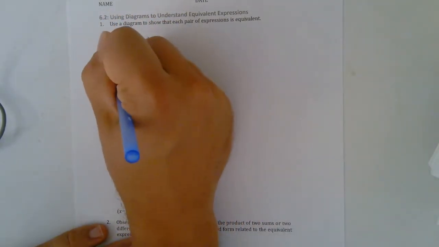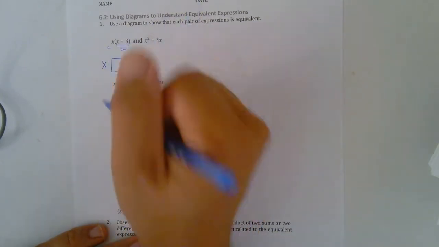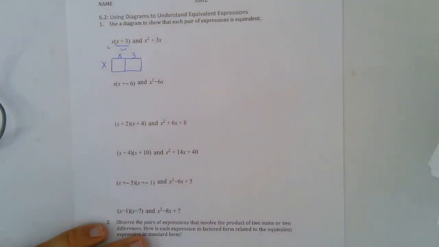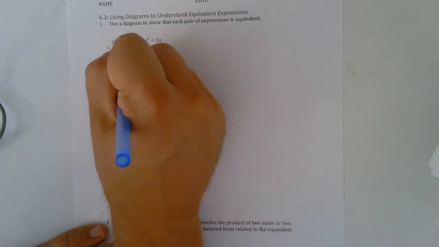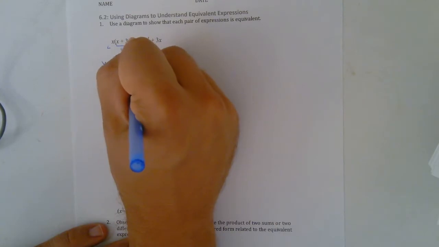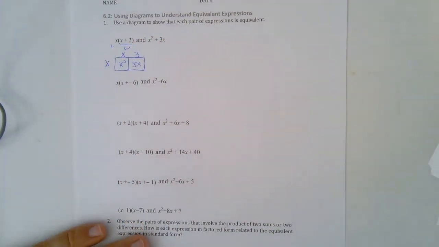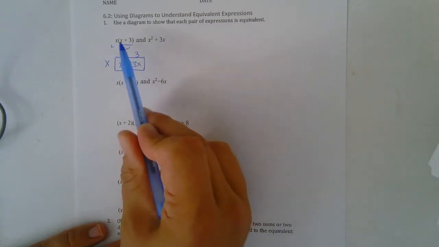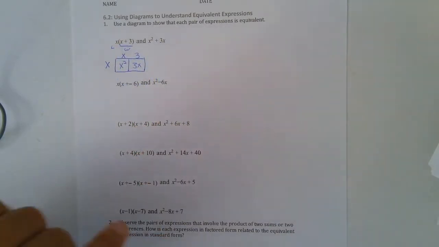So my length has one portion. And in here, this has two pieces to it. So I would cut this into x and 3. So now to find the area on the inside, x times x is x squared, and x times 3 here is 3x. So that just showed x times (x plus 3) is x squared plus 3x.